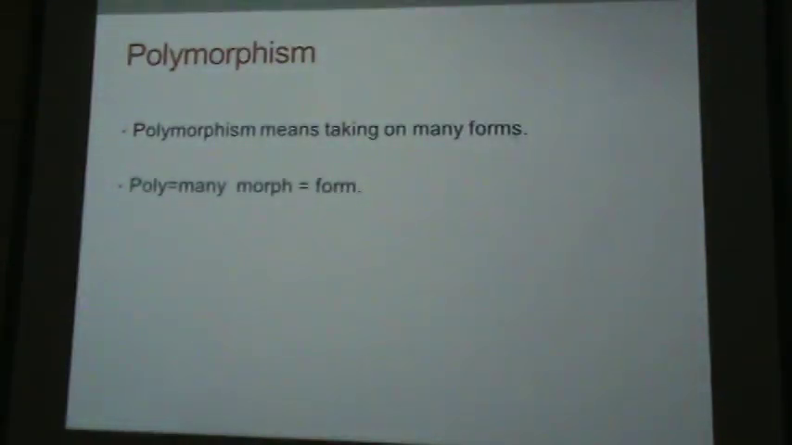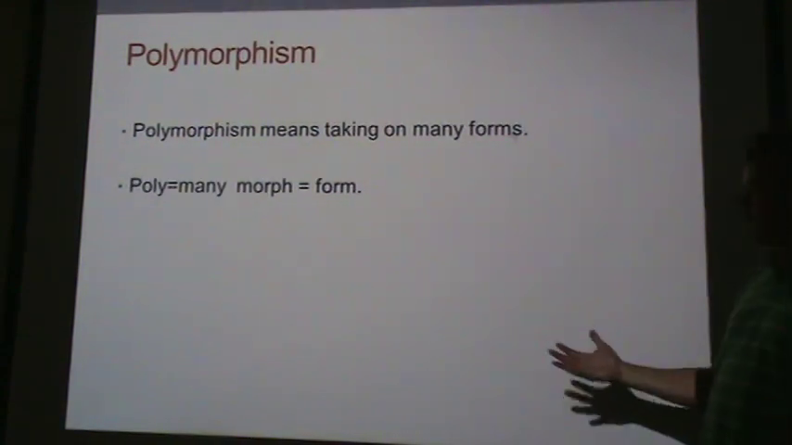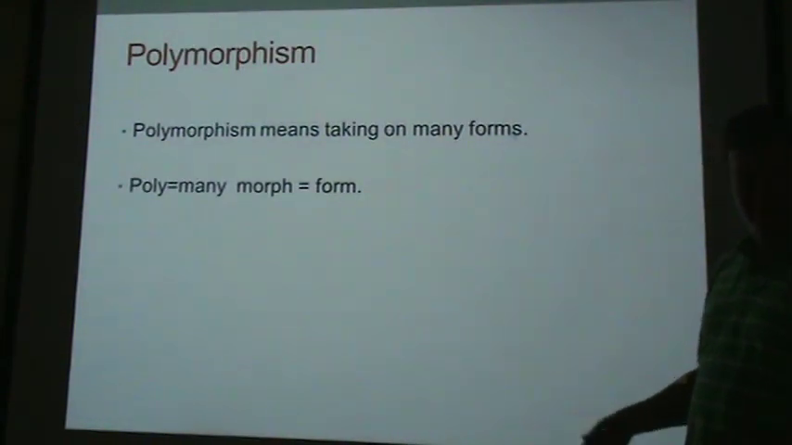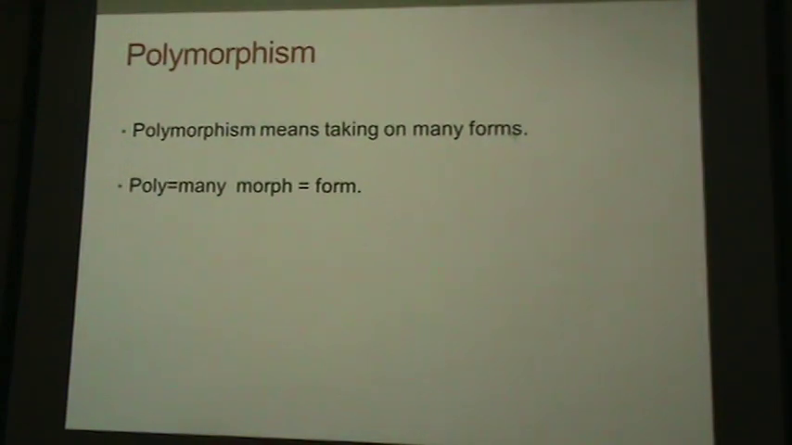Okay. So polymorphism comes from the word poly meaning many, and morph is form. So something taking on many forms.